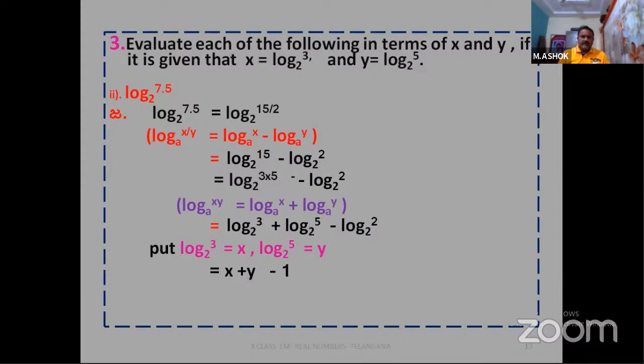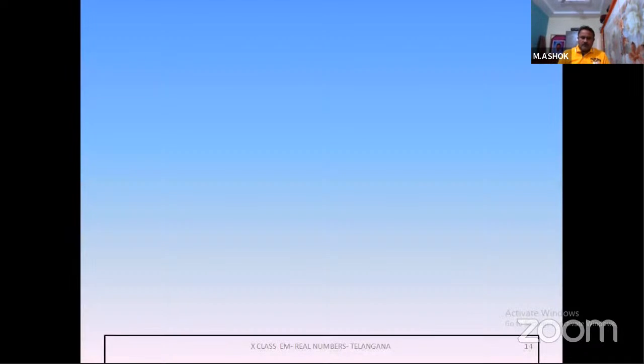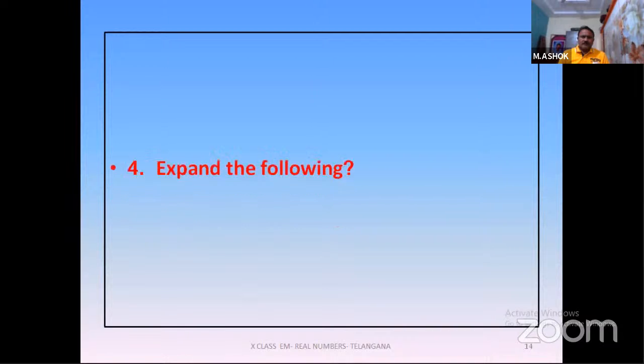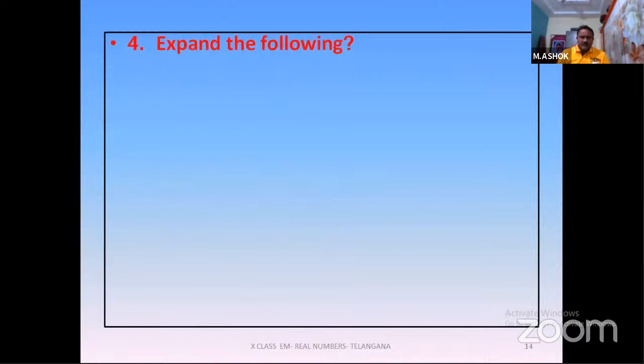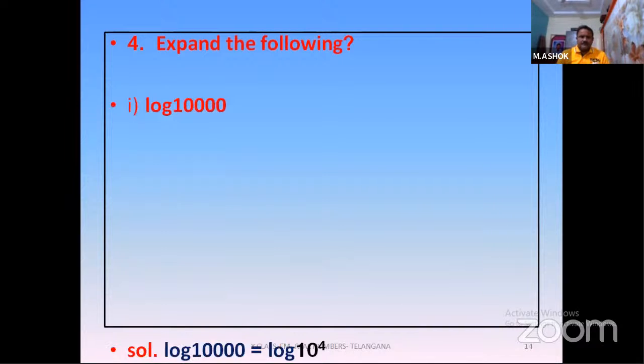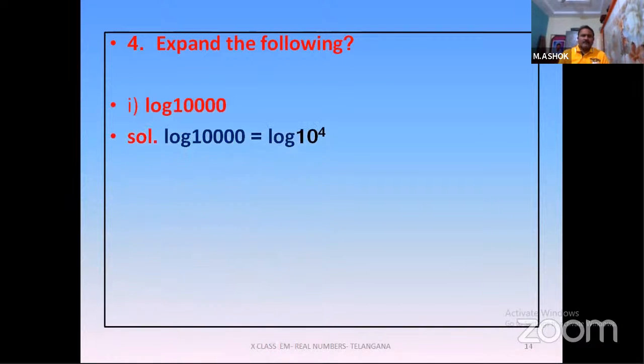Okay, are you getting it? Now, the fourth question: expand the following. He has given log 10,000. Okay, so 10,000 means 10 to the power of 4.